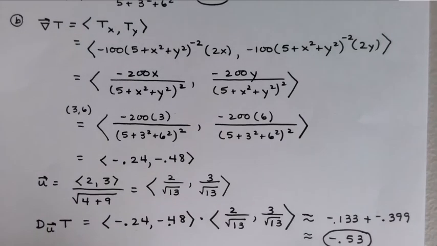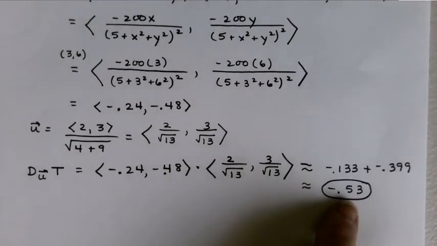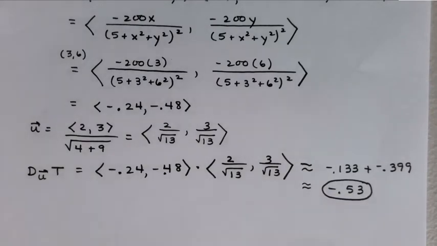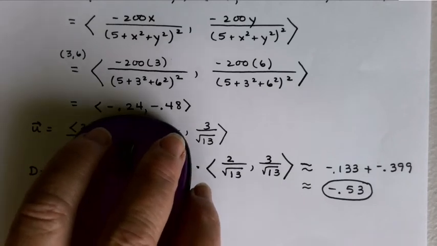So what's that telling us? Well, it's telling us that we started, remember, with a temperature of 2 degrees, and when the ant is crawling in the direction of the vector 2, 3, it's experiencing a temperature decrease of 0.53 degrees per unit or per meter that it travels.